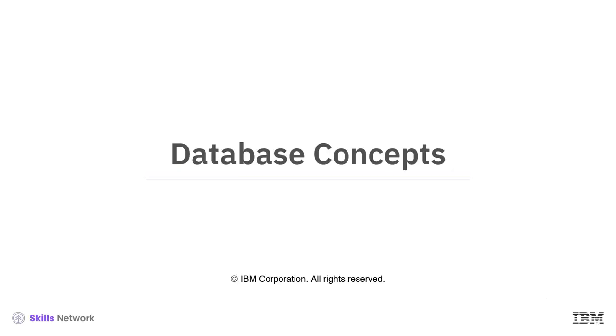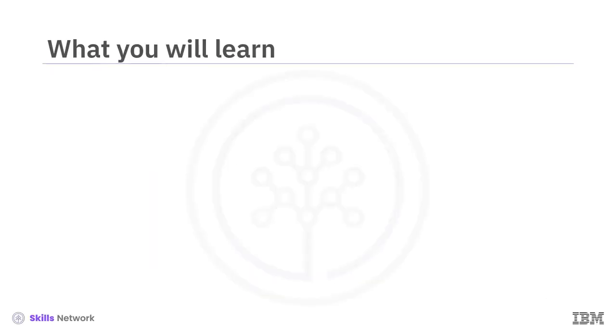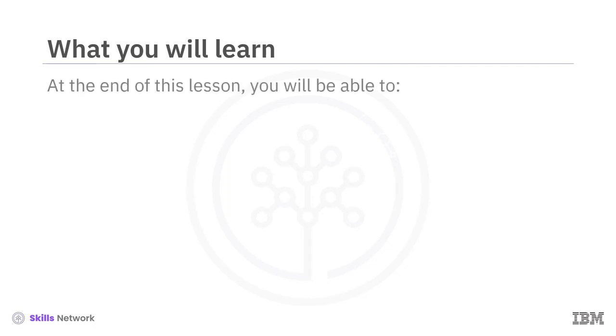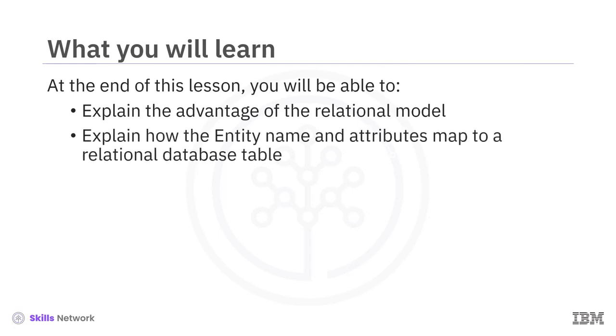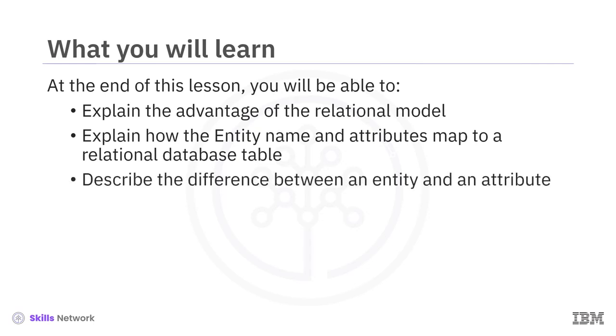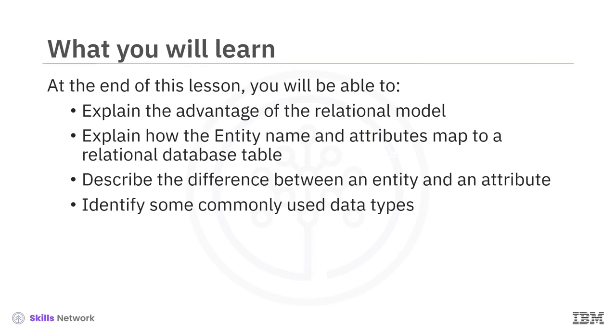And welcome to Database Concepts. In this video, we will learn about different types of models, how we use models to map data to tables, and define relationships between tables. At the end of this lesson, you will be able to explain the advantage of the relational model, explain how the entity name and attributes map to a relational database table, describe the difference between an entity and an attribute, identify some commonly used data types, and describe the function of primary keys.